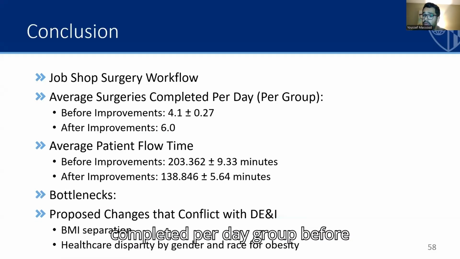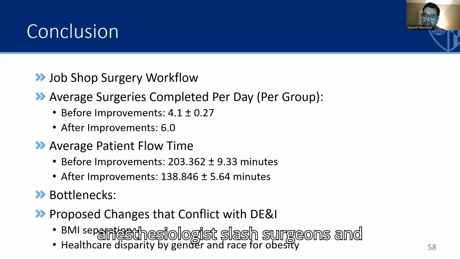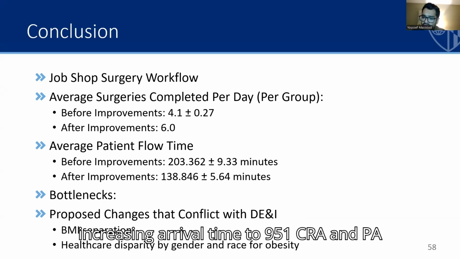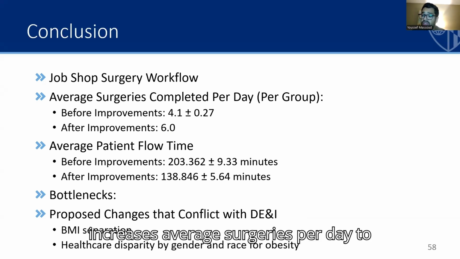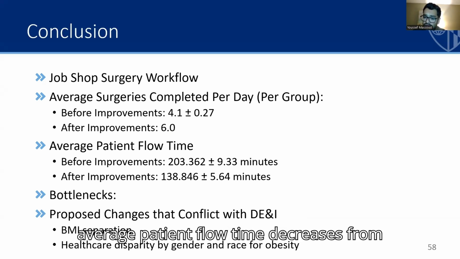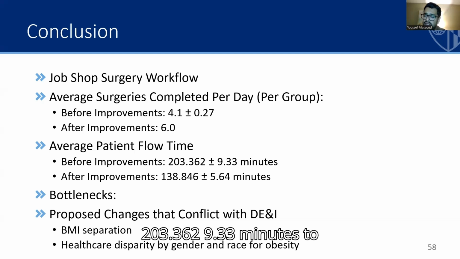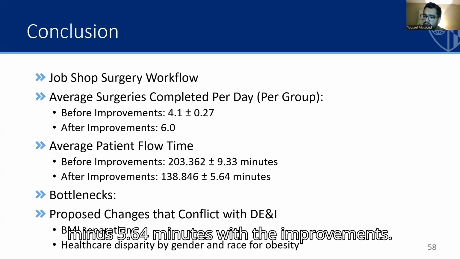Average surgeries completed per day per group before improvement is 4.1 plus or minus 0.27. After improvements, pooling ORs and anesthesiologists/surgeons, increasing arrival time to 95, and hiring 1 CRNA and PA increases the average surgeries per day to 6 with 0 standard deviation. The average patient flow time decreases from 203.362 plus or minus 9.33 minutes to 138.846 plus or minus 5.64 minutes.